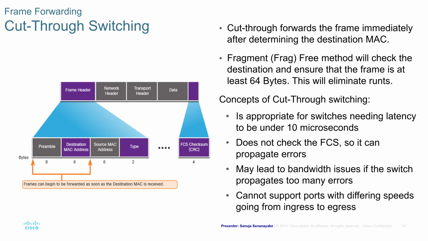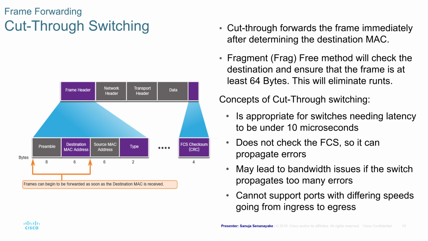In the concept of cut-through switching, it is appropriate for switches needing latency to be less than 10 microseconds, for example. It does not check the FCS, so it can propagate some errors. It may lead to bandwidth issues if the switch propagates too many errors. So if you have too many error frames going through, cut-through switching is probably a bad idea. And it cannot support ports with differing speeds going from ingress to egress.